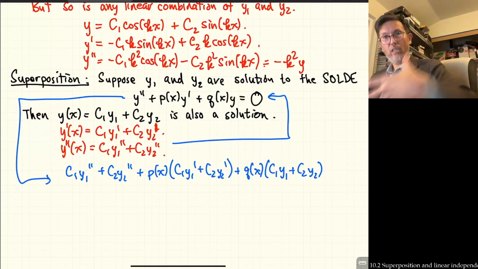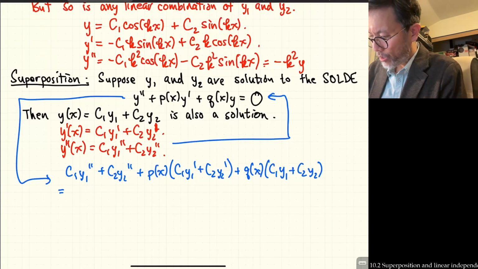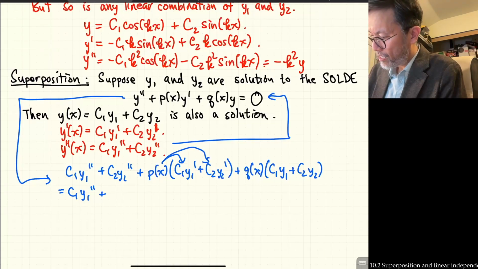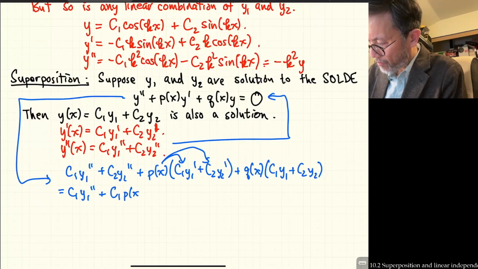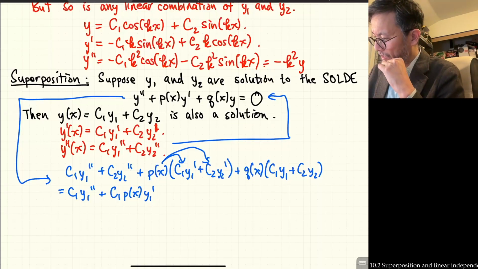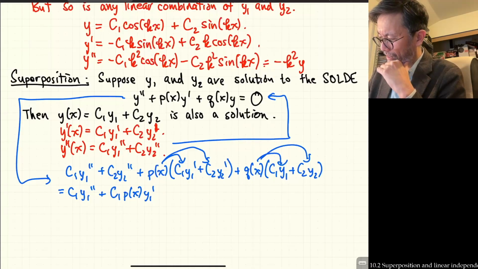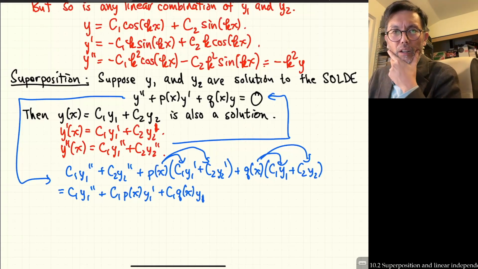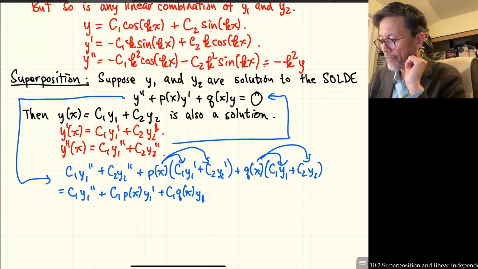How? Well, let's collect up all the terms involving y1. So we have c1y1 double prime plus, now what do we have? If I distribute this p of x here, what I get is c1 p of x y1 prime. I wrote it in the other order, so just relax. And then finally, I have this distribution, so I have plus c1 q of x y1. Relax. I know what I'm doing vaguely. Okay? Then I've accounted for half of the terms.